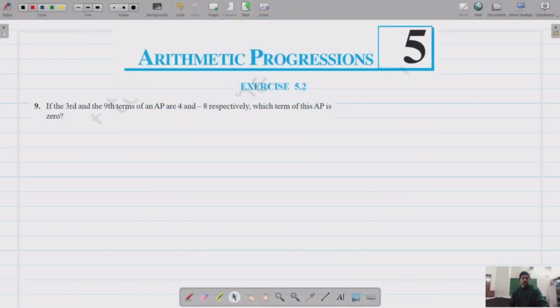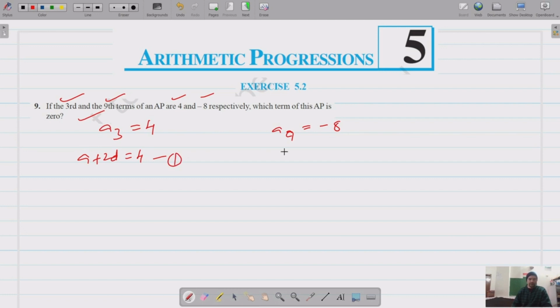Okay, so for question number 9, it says that the third and ninth terms of an AP are 4 and minus 8. So our third term is 4 and the 9th term, A9, is negative 8. We know that the third term is A plus 2D, which is equal to 4, that's equation 1. And the 9th term, A plus 8D, is equal to negative 8, that's our equation 2. And we have to find which term of the AP is 0.